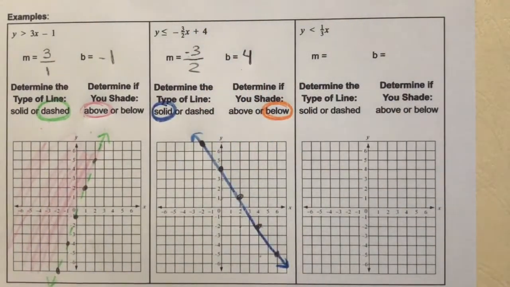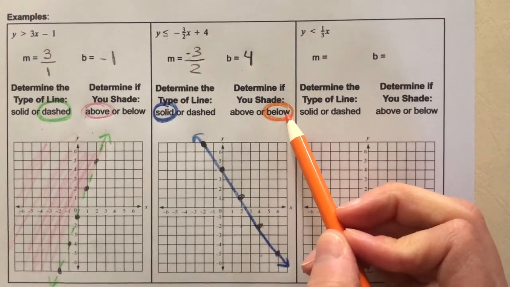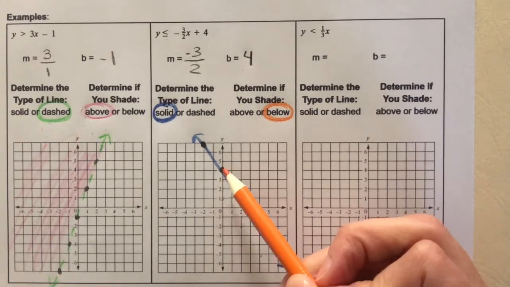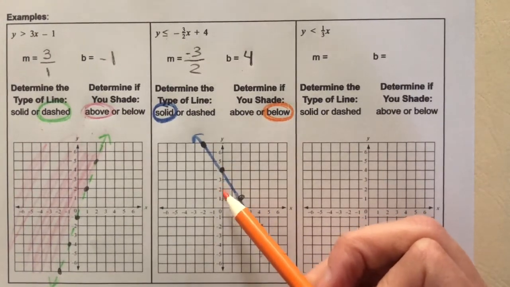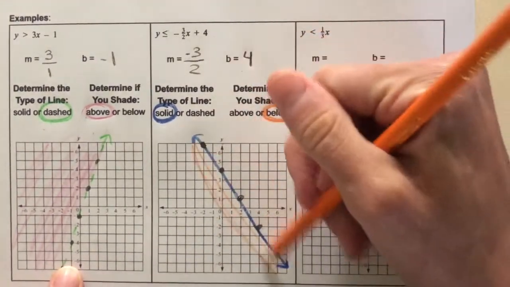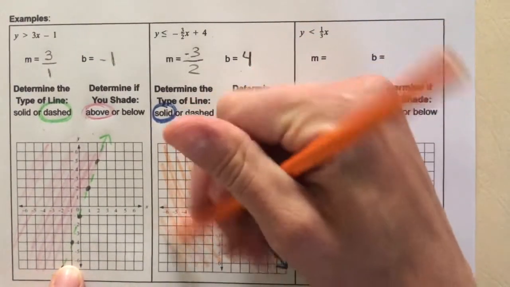And then I know I'm shading below my line. So if I look at my y-intercept of 4, numbers that are smaller than 4, for example, are 2, 1, 0, all the negative numbers. So I will be shading below this line.